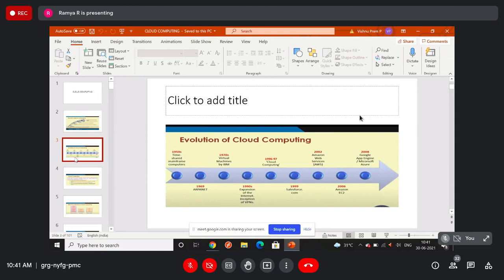ARPANET started, and next, in 1969 and the 1970s, the virtual machine concept was started by IBM. Virtual machine, in the sense, this is your physical machine, and in your physical machine you are creating another machine. Like, if you purchased a laptop or system, it has a hard disk, suppose it may be 1 terabyte. You are partitioning that hard disk as a C drive, D drive, and E drive.